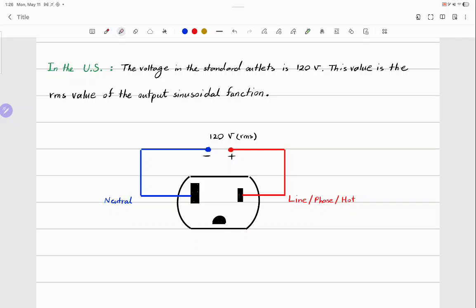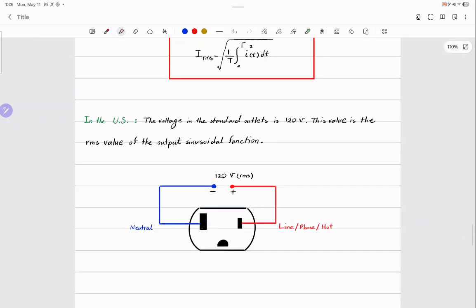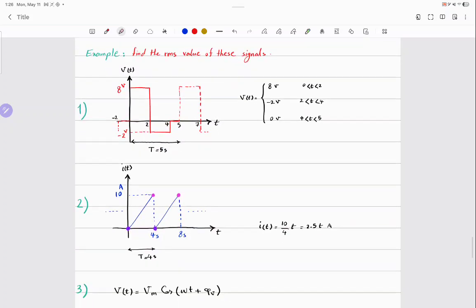What is the amplitude of the signal that you receive from the power outlet on the wall? Well, you can't answer that question. Let me give you two options. 120 volts, not 120 volts. That's not the amplitude of that guy. That's the RMS value. That's the effective value. We're going to calculate that in a little bit.